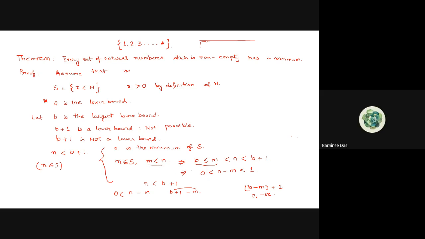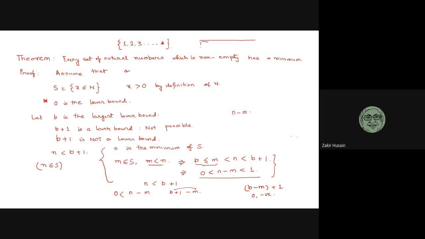So if you get this, this statement implies that n is not the minimum. Okay, so in that case, we get a term like this. What is n minus m? Both of them are natural numbers.